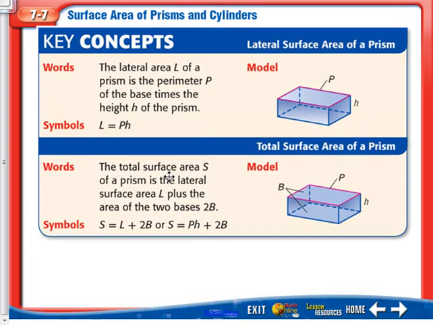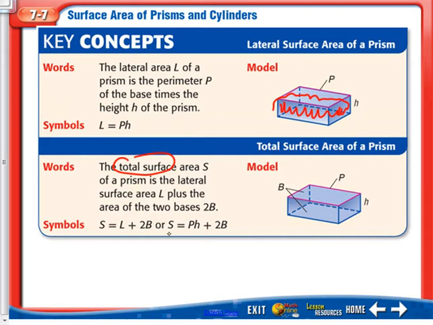L refers to the lateral area. So if we were to look here, this area here would be the lateral area all the way around. And then obviously you have your rectangle on top and the rectangle on the bottom, and that would be the area of the bases. So your total surface area equals the lateral surface area plus 2 times the area of the base.